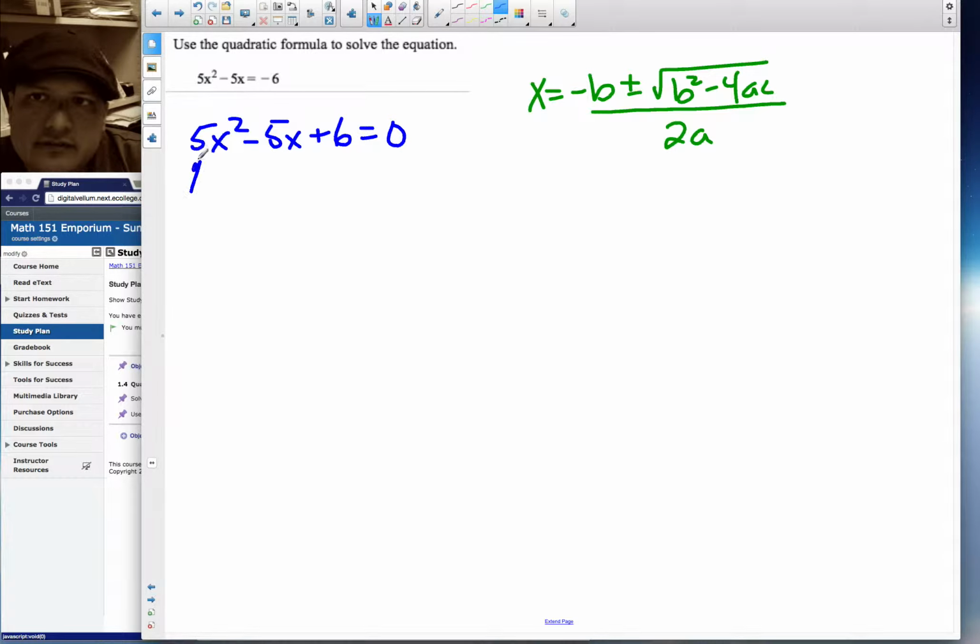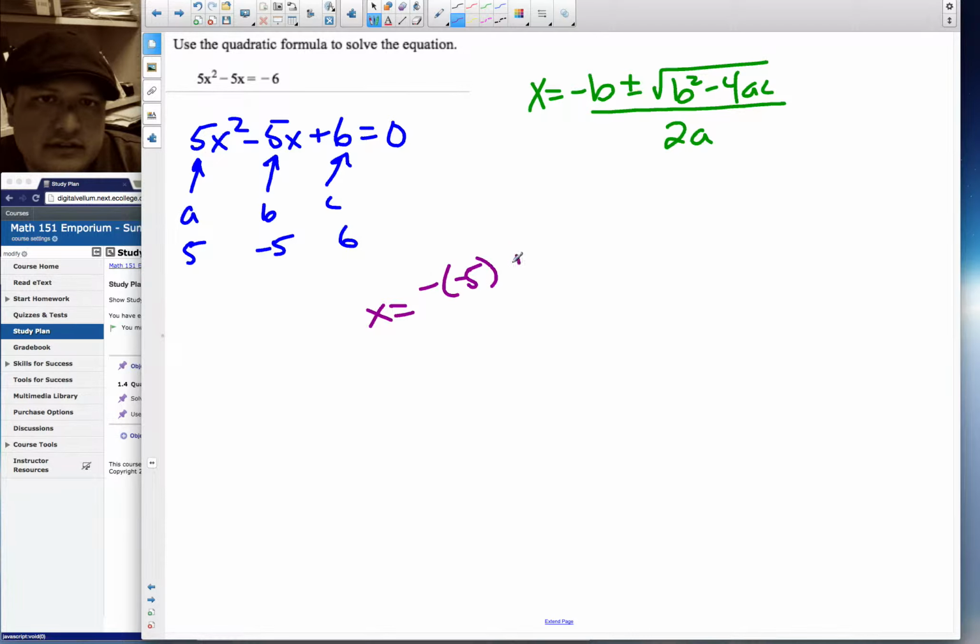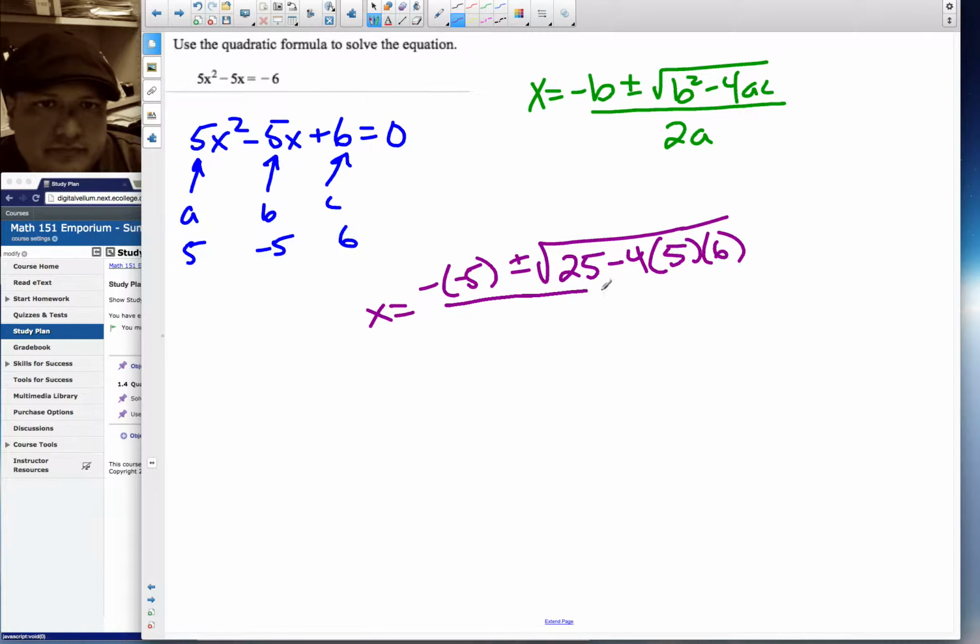Now our a is 5, our b is negative 5, and our c is 6. So 5, negative 5, 6. Then you just plug it into this formula over here. So x equals negative 5, so that's negative, negative 5, plus or minus the square root of b squared is 25, I just squared this, minus 4, a is 5, c is 6, and then 2 times 5.